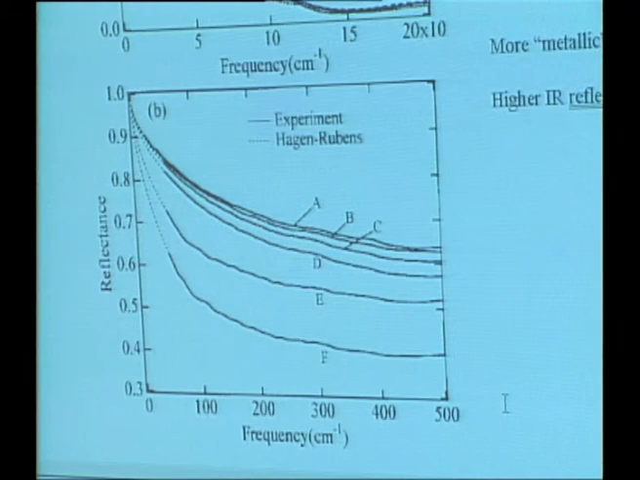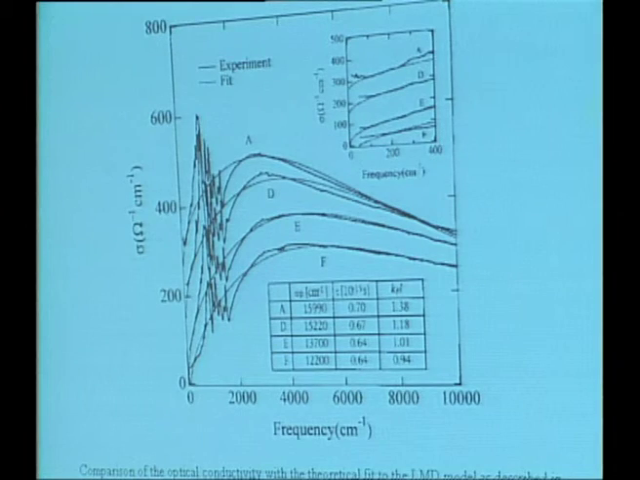So now what I want to do is take these data, and I want to analyze them, and I can, using the Kramers-Kronig transformation, obtain sigma of omega and epsilon of omega. Okay, but let's talk about sigma of omega first. So here are the data that come for those 5 samples from those reflectance curves. Okay, now what do you expect?